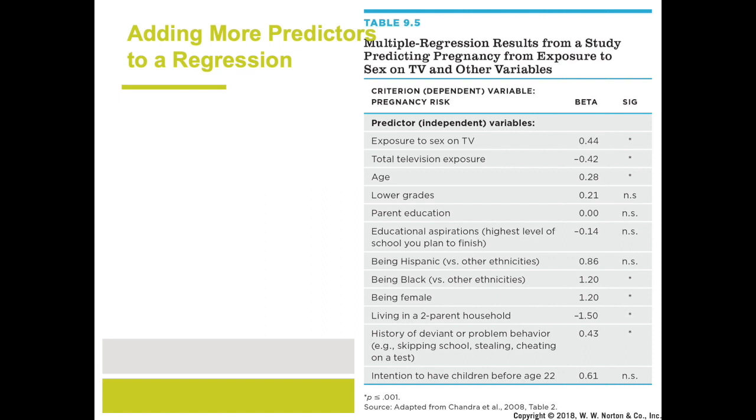So in some of your studies, you might see a multiple regression result table that looks like this. There's exposure to sex on TV, and then total TV exposure, age, and a bunch of other variables. So still, exposure to sex on TV is saying, controlling for all of these, or making everyone equal on all of these, there is an effect of exposure to sex on TV, and it's significant. So 0.44. As you watch more sex on TV, you're more likely to have a pregnancy.